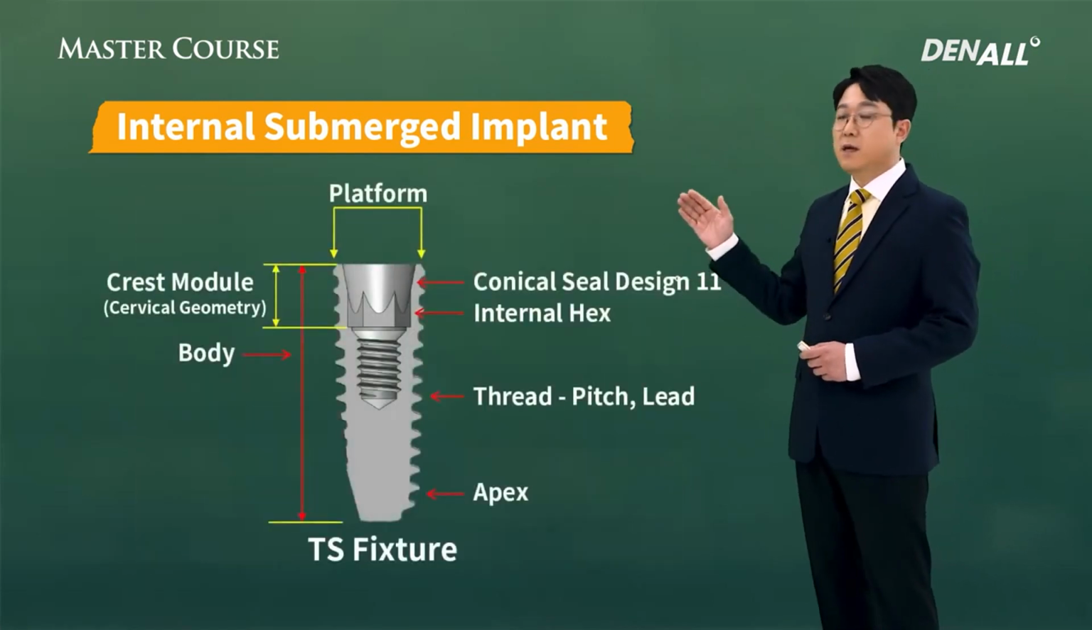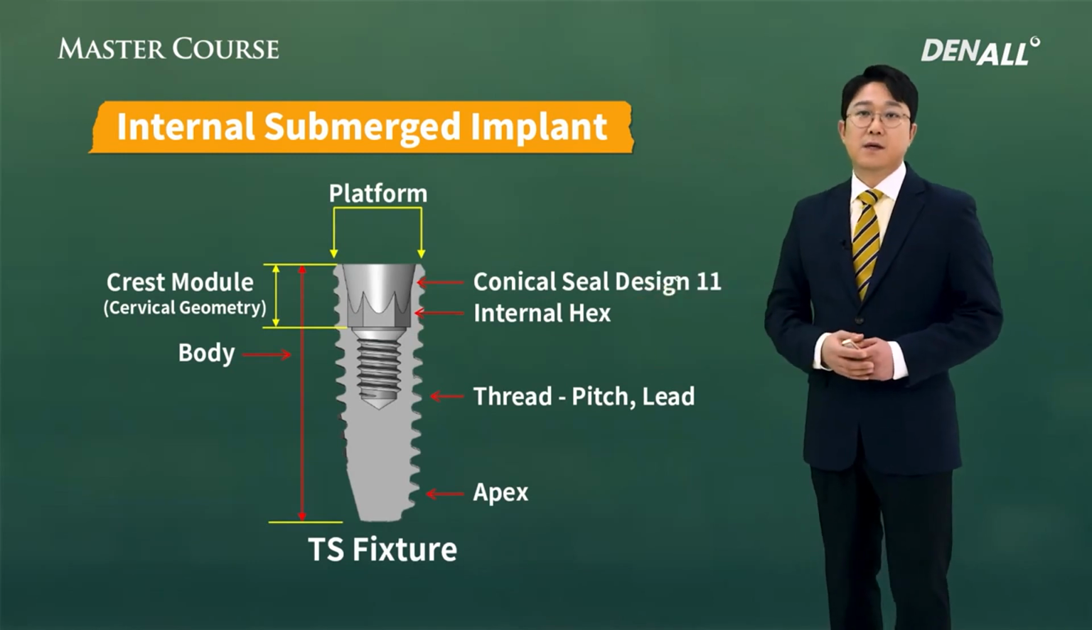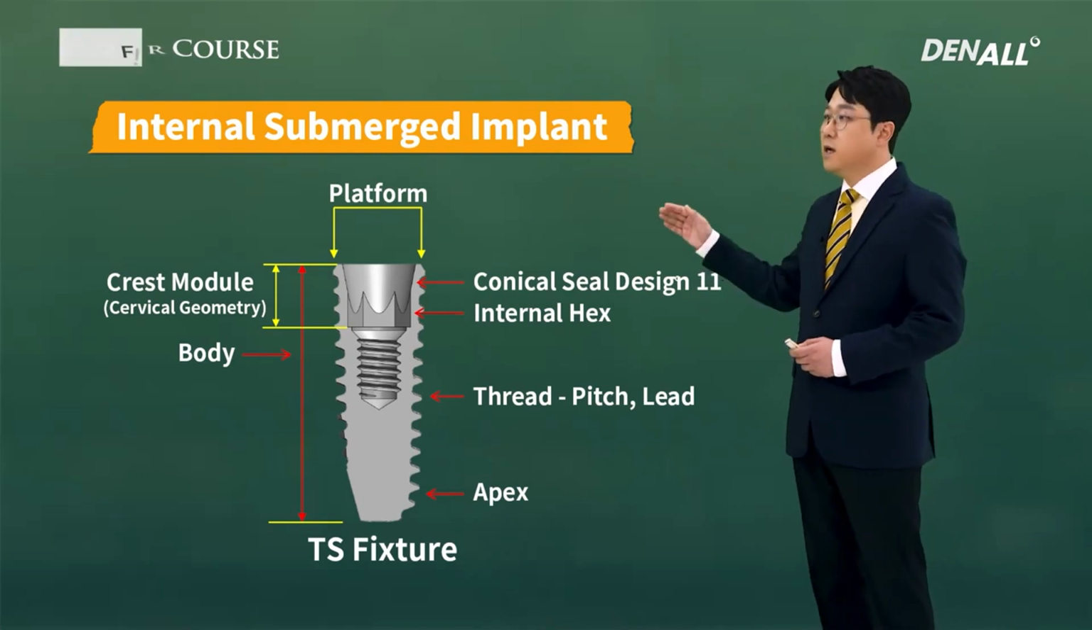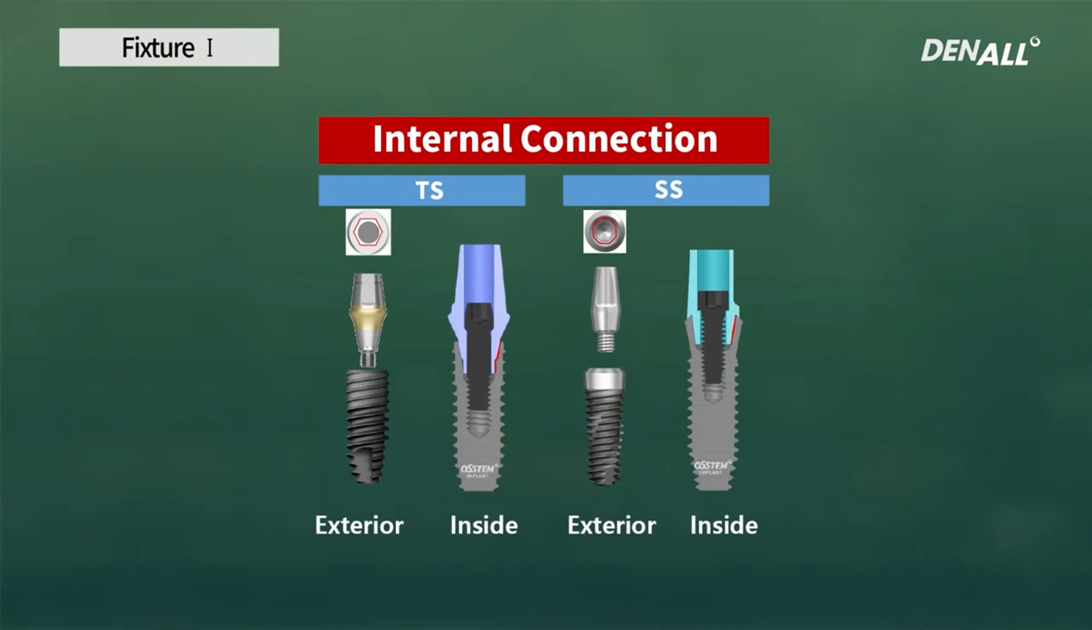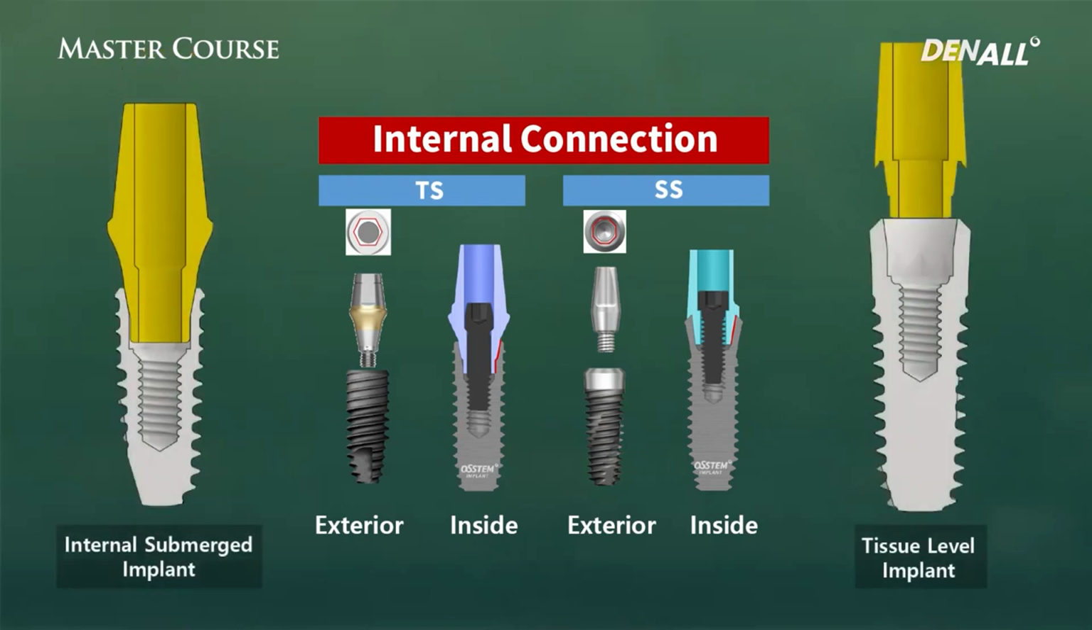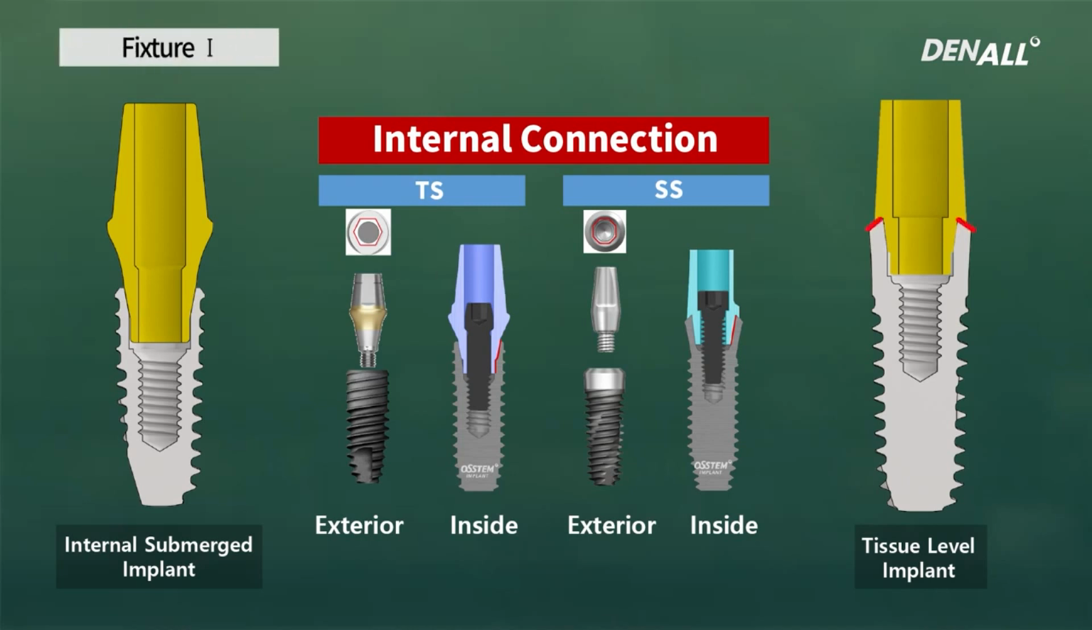Internal submerged type implant structure. Internal structure and platform switching are the characteristics. The crestal module looks like this. Internal submerged type implant and the tissue level implant fixtures have the internal connection with the abutment. That is the same, but the internal connection shape is different. Hex versus octa. In the tissue level implant, at the abutment connection, there is a stop at the fixture, but in the internal submerged implant there is no such stop.